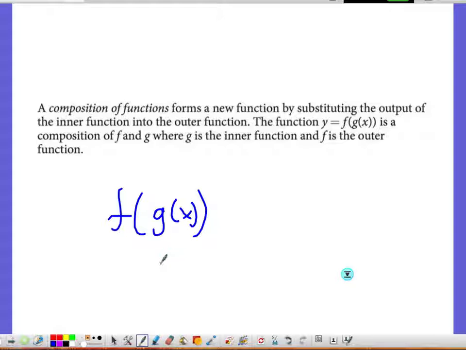Inside the parentheses, we can see that we have the function g of x. And so this function is called the inner function. Since we have f on the outside, f of x is going to be our outer function.